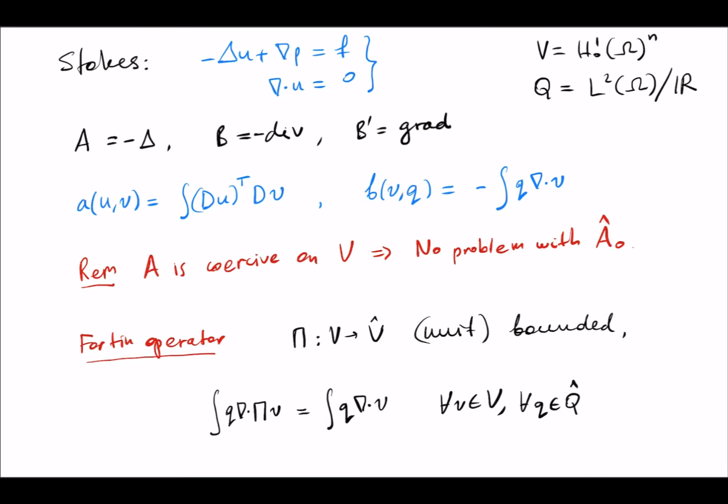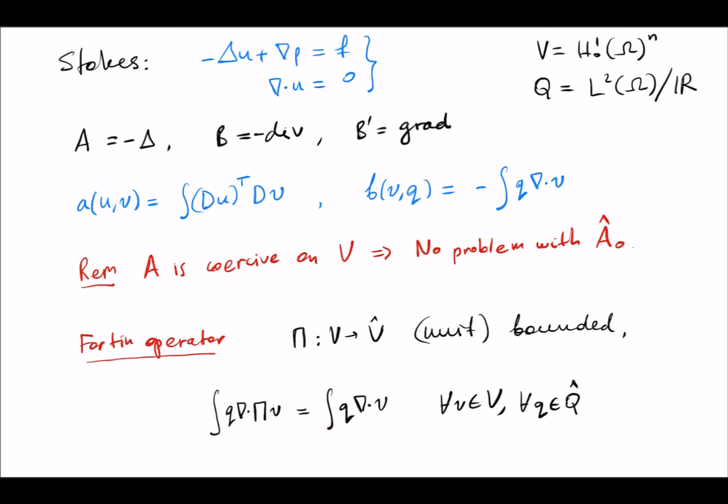And if we want to use the Fortin operator to show that, we need to construct this operator, V to V hat, which is uniformly bounded. Uniform meaning that it should not depend on the mesh size parameter that should come in here. That has this property.